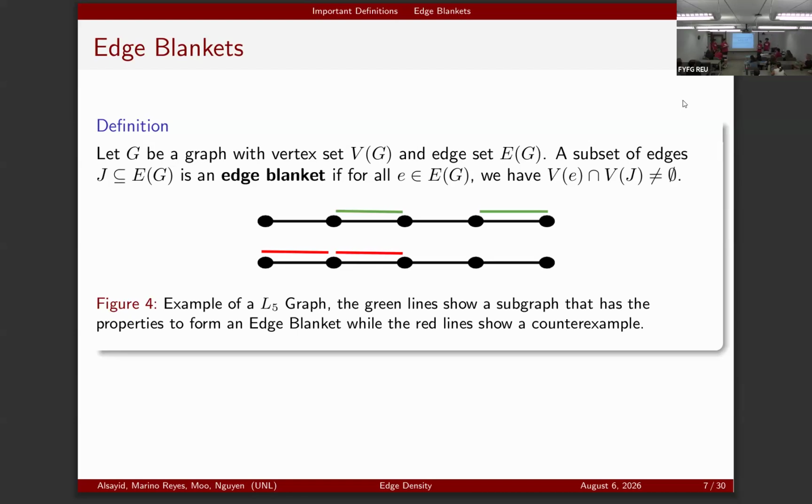But a counterexample would be down here with the red edges indicated. As you can see, only 3 edges in our original graph are being touched by our subgraph, leaving this single edge untouched, leaving this as not an edge blanket.